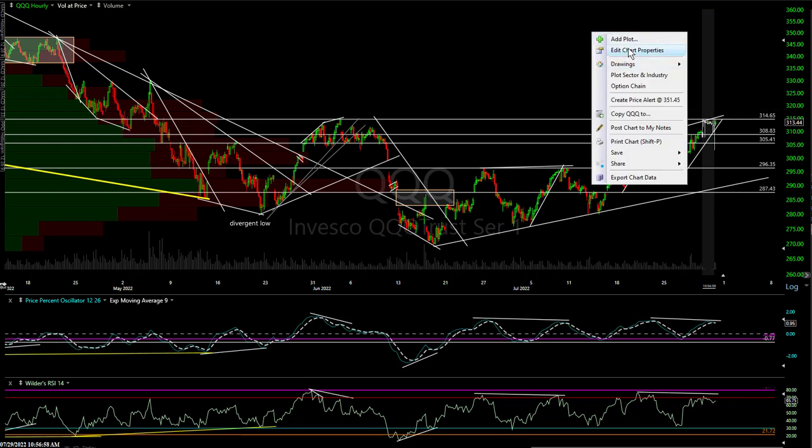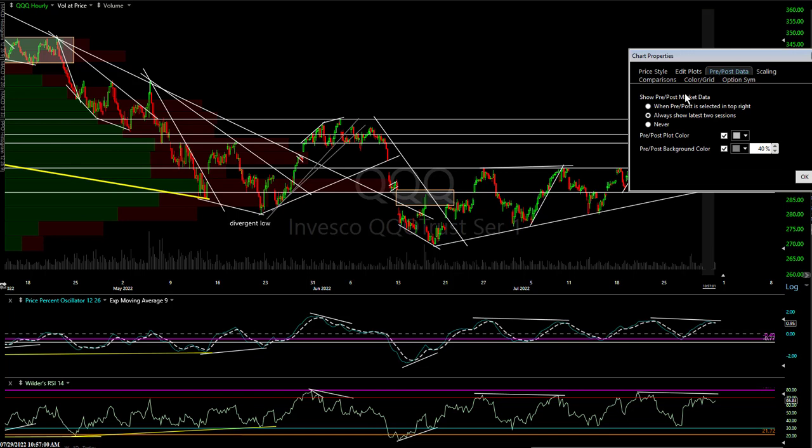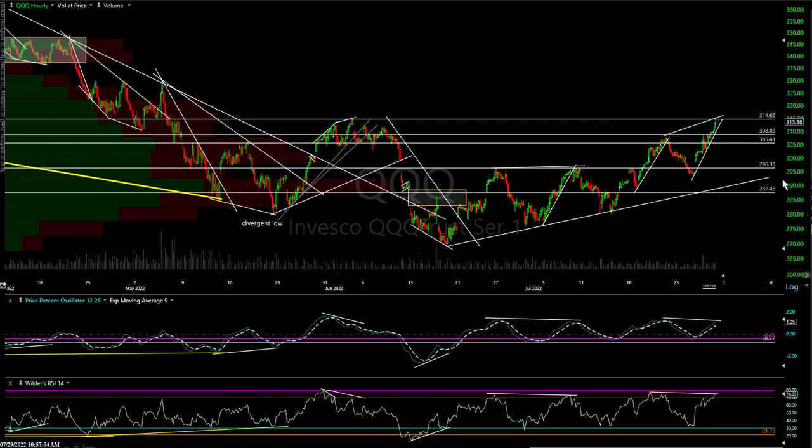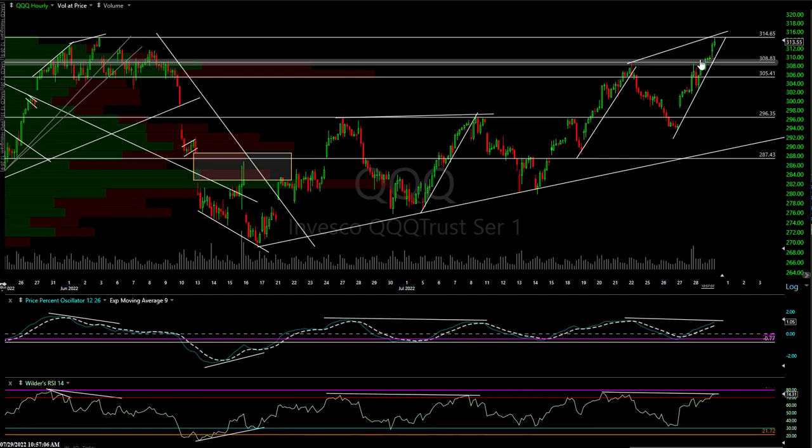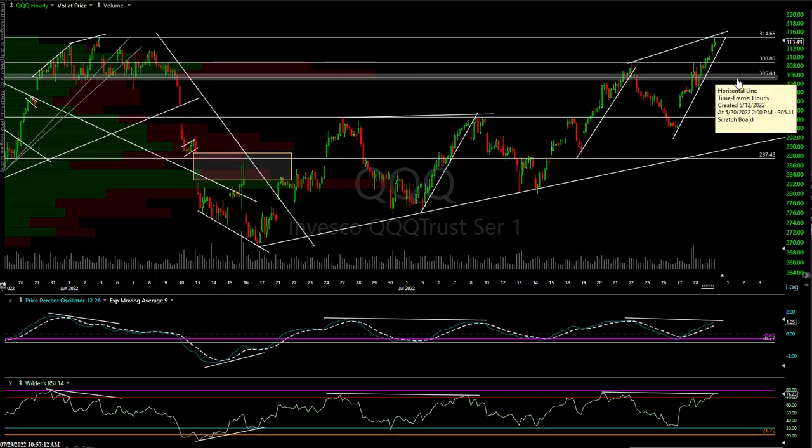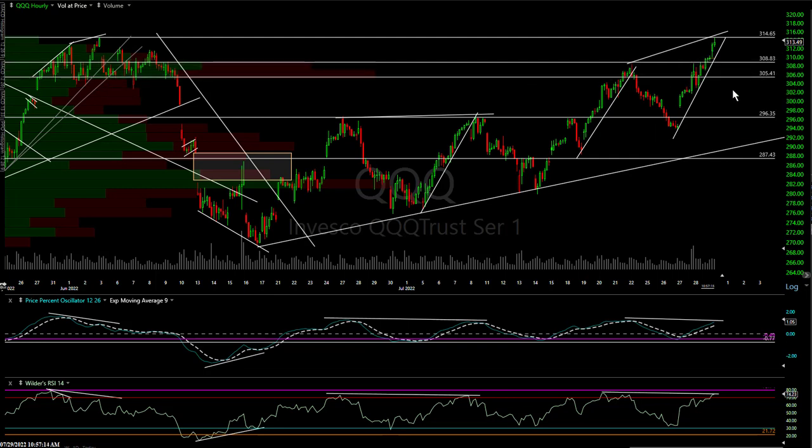Let me turn off the after-hours trades. Here, boom. Right here, minimum target 308.83. That's that reaction high right there. Then the bottom of that range. We traded through it a few times, but with the divergences, I think we can come on back down to here and test these. This was a big level for me.